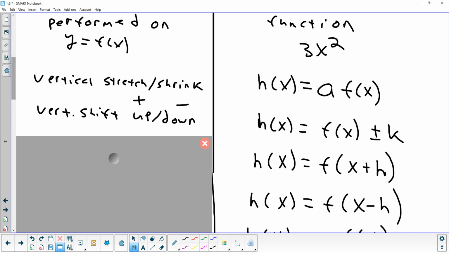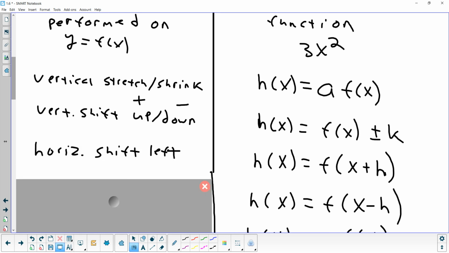When you add inside the function, which way does adding inside move the graph? Yep, horizontal shift to the left. And subtracting inside the function would move it to the right.